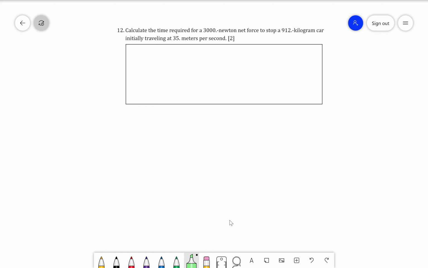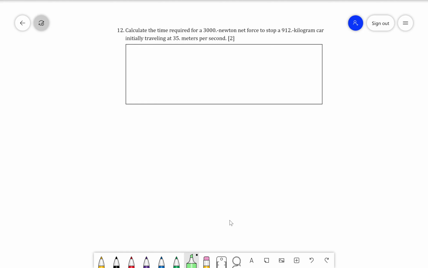Remember, that's how hard it is. The momentum is how difficult it is to bring that object to a rest. So that's what we're trying to do. We're trying to bring this object to a rest using a 3,000 Newton force. Now, that 3,000 Newton force isn't going to be enough to stop it in the blink of an eye. It's going to take a little bit of time.